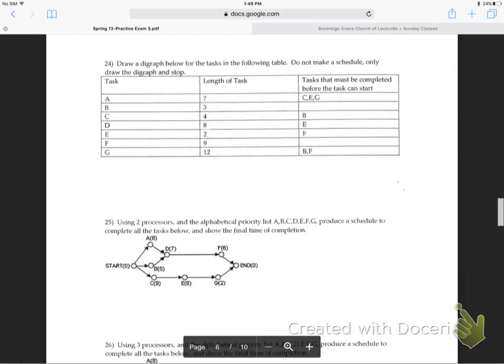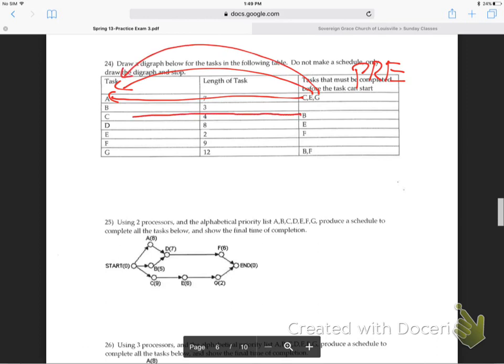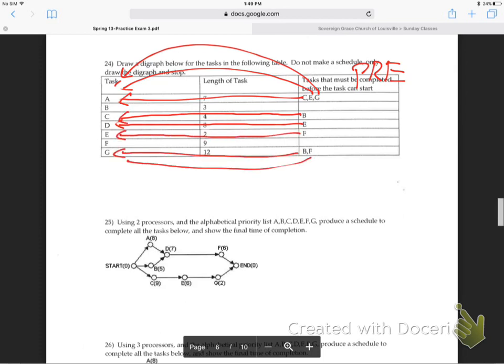So, how do we do this thing? I hope this is getting more comfortable for you. Basically, the pre are the tasks that must be completed before the task is started. So C must point to A, E must point to A, G must point to A. Does that make sense? B must point to C, E must point to D, F must point to E, B must point to G, F must point to G.